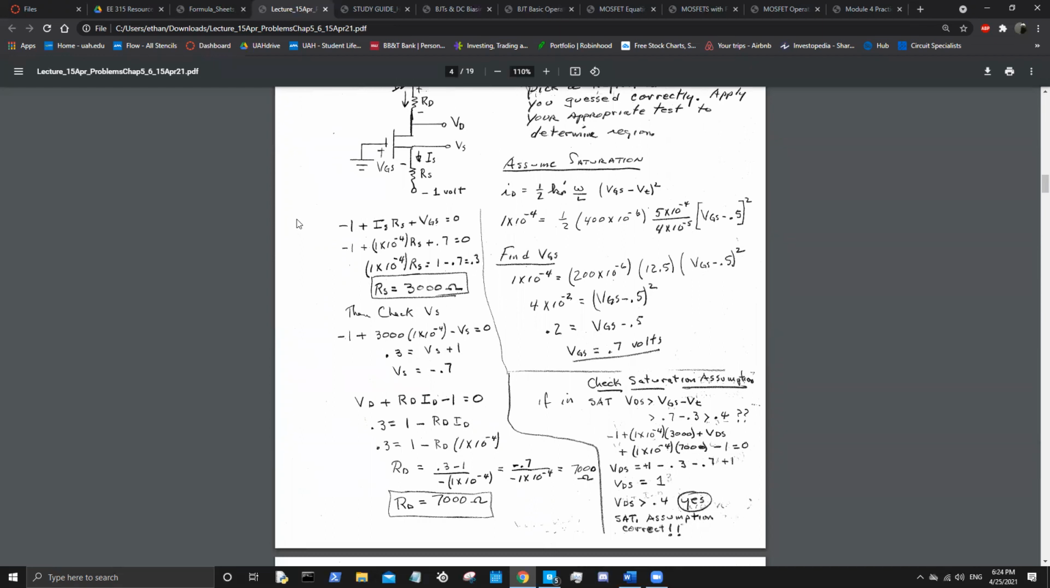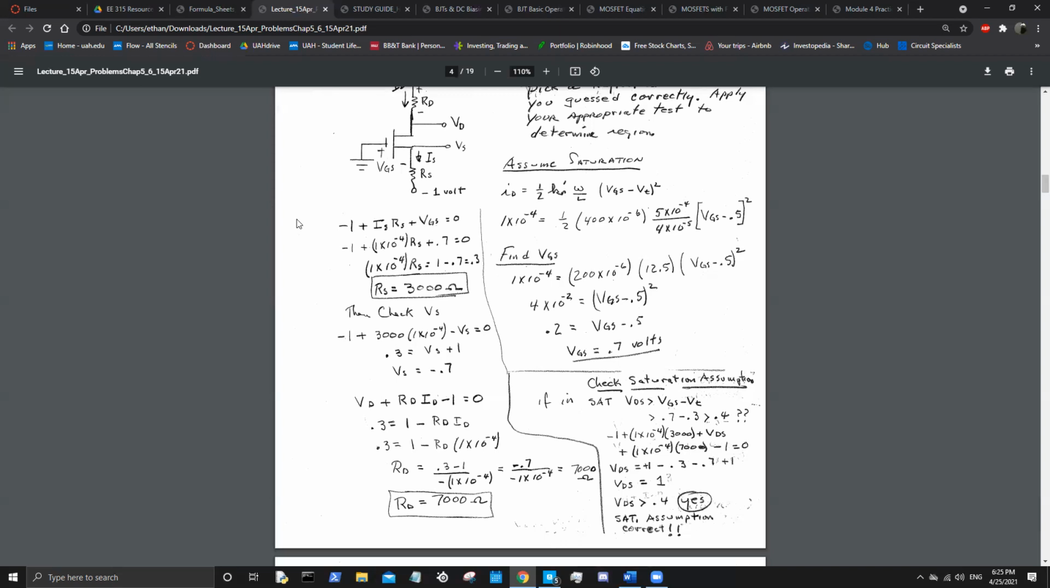VDS equals VD minus VS, which is not always, but does for sure equal VDG, like the drain to ground, and then the ground to source. If you subtract VDG and VGS, you get VDS. So you have 0.3 minus negative 0.7, which is 1. That's where he got that from. And of course, that's bigger than the gate source minus the threshold voltage, which is 0.4. So that fits the assumption here because VDS has to be larger than VGS minus the threshold voltage.